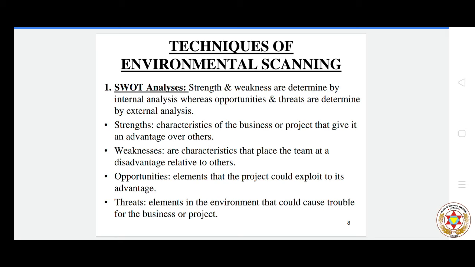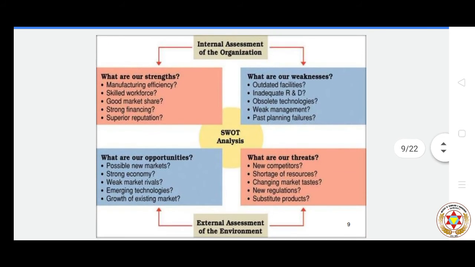Opportunities are events that the project could exploit to its advantage. The threats are the elements in the environment that could cause trouble for the business or the project. This is the diagram of the SWOT analysis, where there is an internal assessment of the organization and an external assessment of the environment.